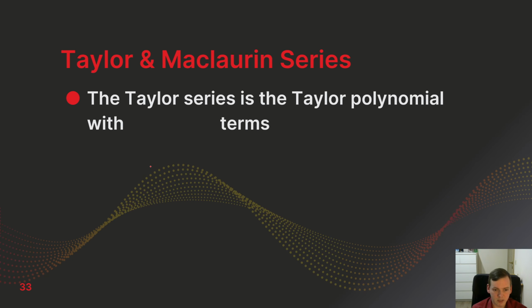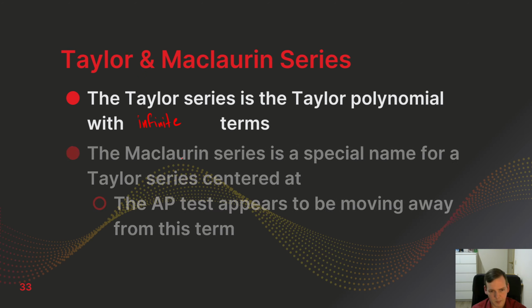So the Taylor series is the Taylor polynomial with infinite terms, as I just said. If it's fewer than infinite, we'd call it the first, second, third, fourth, fifth, etc. Taylor polynomial, which is just up to n equals whatever number you are. So if it's the 10th Taylor polynomial, that would be up to n equals 10, so from n equals 0 to n equals 10.